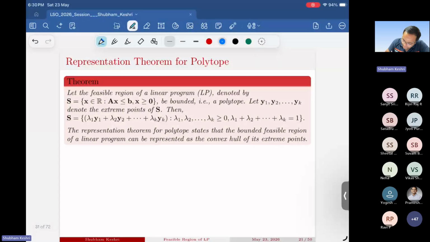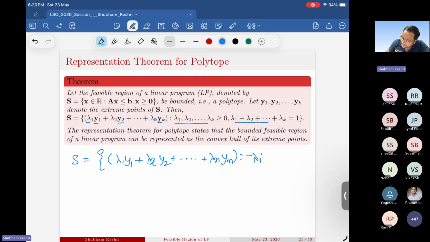So what I'm saying is, you can write a set S where the lambdas are variables. And here y1, y2, yk are the extreme points. So I'm just saying lambda1 y1 plus lambda2 y2 plus dot dot dot lambda n yn, such that the summation of lambda i is equal to 1 and all lambda i are greater than or equal to 0. This set, where you are varying lambda, represents the feasible region. Is it clear?